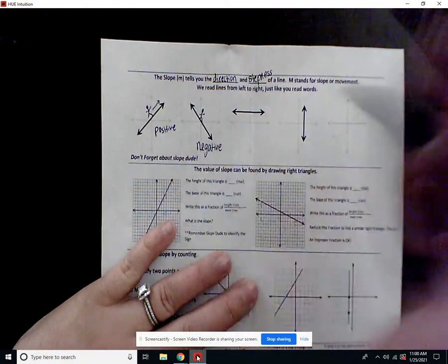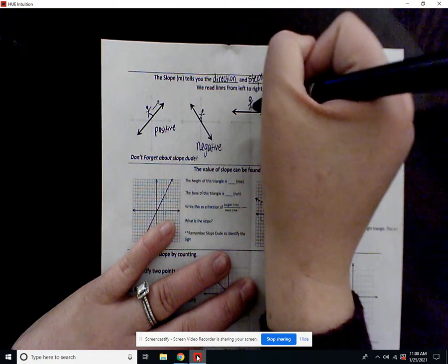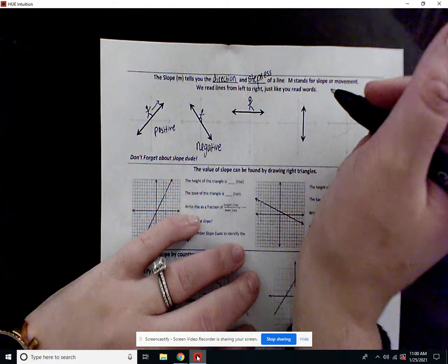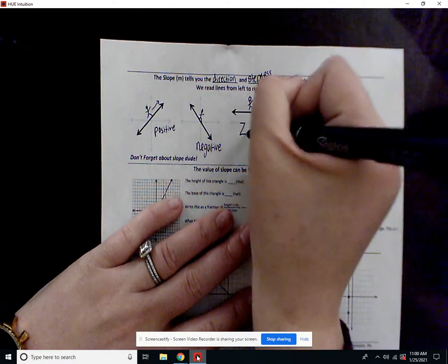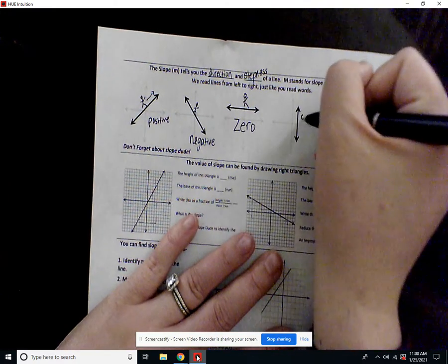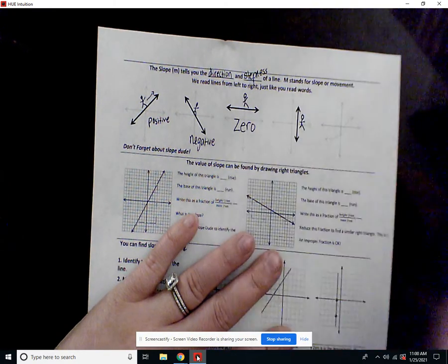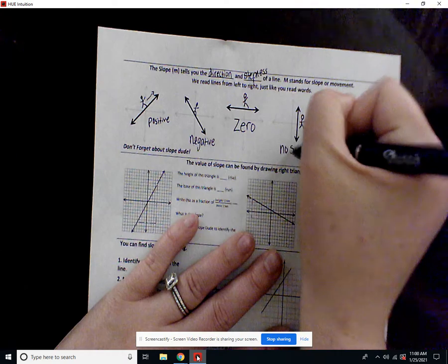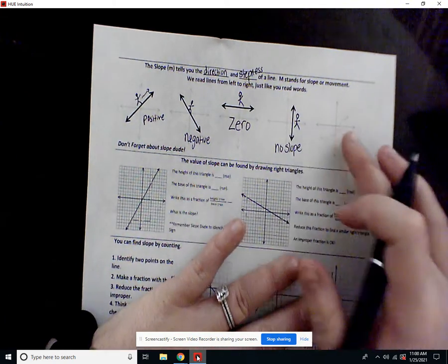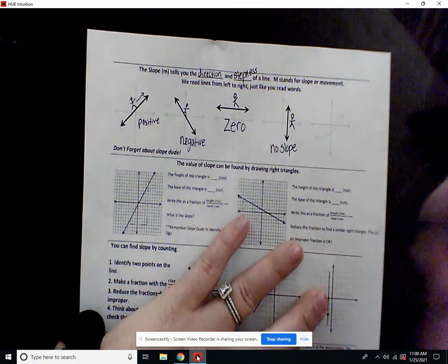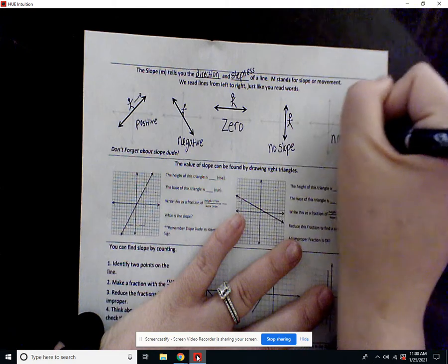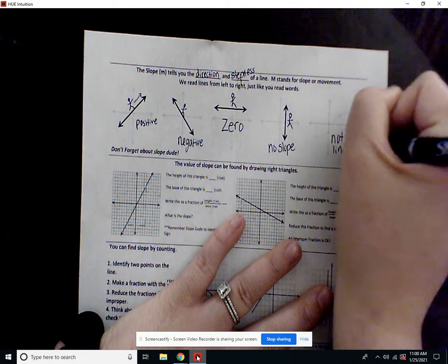When the slope guy is horizontal, this is zero slope. If the line is vertical, so it looks like he's falling off, he's not even on the line, this is no slope. And then this last one, it's a little hard to see, but these have all been lines. This is not a line, so this one doesn't have any slope because it's not linear. And linear just means it's a line.